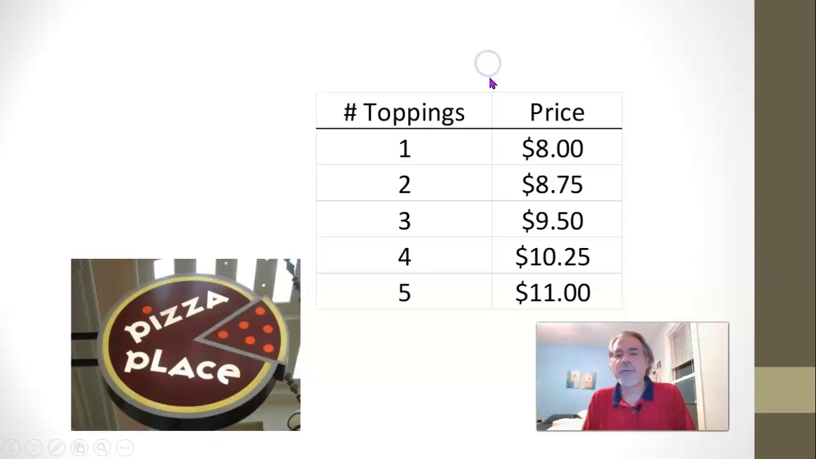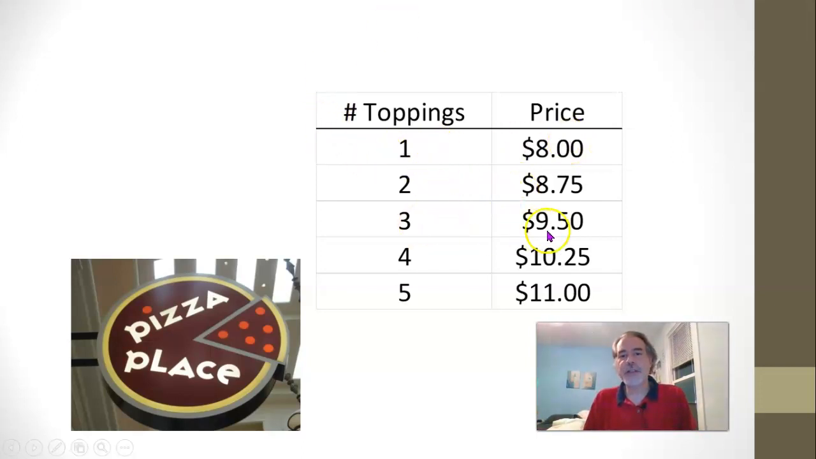So let me start off with an example. Let's say you walk into a pizza place and you ask, how much for a pizza? And the guy says, well, that depends on how many toppings you want on it. The price of the pizza depends on the number of toppings. Or to put it a little more mathematically, the price is a function of the number of toppings.